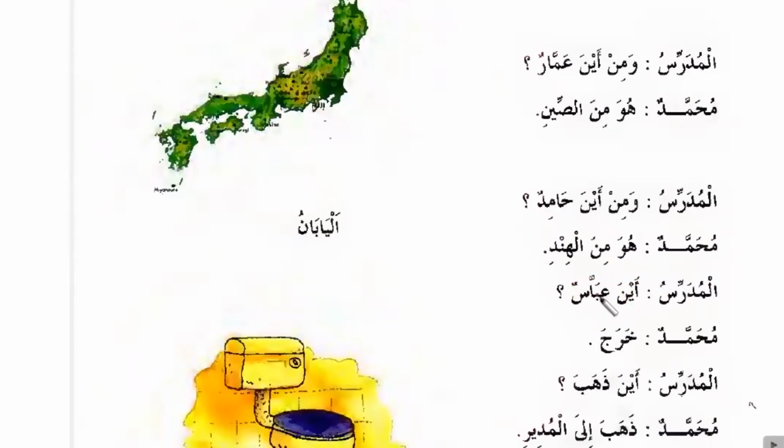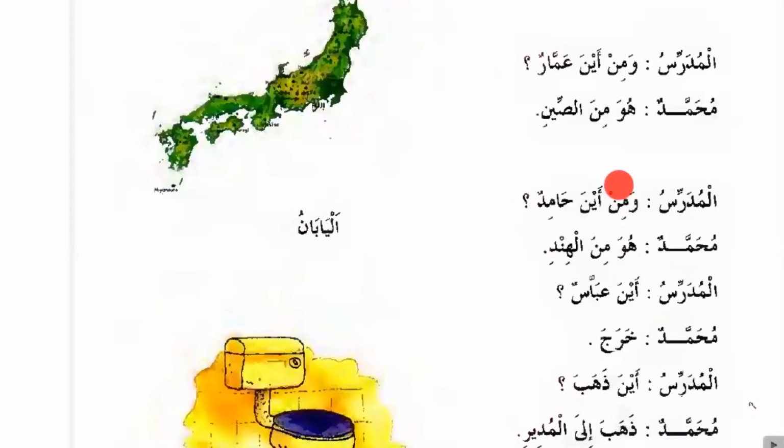Aina Abbasun. So here, there's no "from", because min is "from". Min means what? From. You can remember the last time when we talked about the four huruf al-jar: min, from; ila, to; fi, in; ala, on. That was the four huruf al-jar we did.